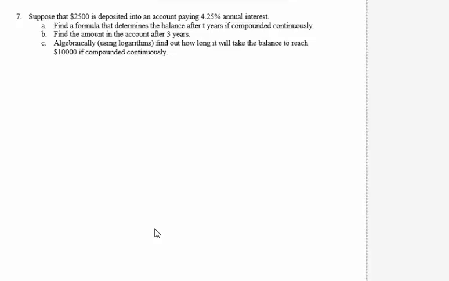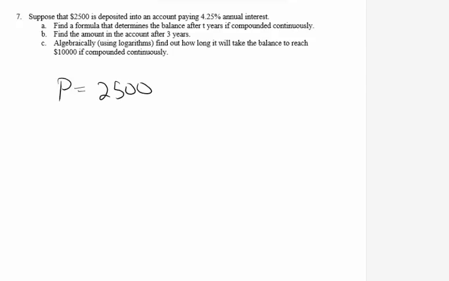Okay, next up I'm going to do a couple of examples of compound interest. Be prepared to do either using the compound interest formula where it's compounded a certain number of times per year or the continuous compound interest formula. That's why I'm going to do two different ones. This one, it says that we're going to compound continuously. So suppose that this amount is deposited. So the 2,500, that's my initial deposit. That's the P value in the formula.